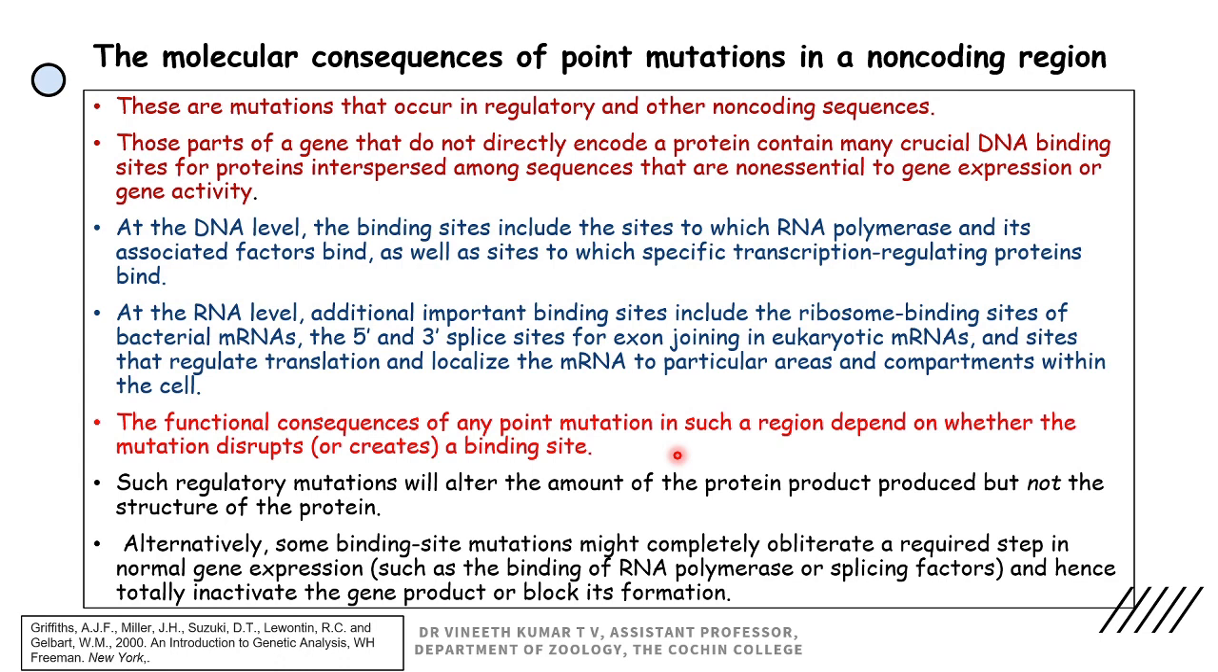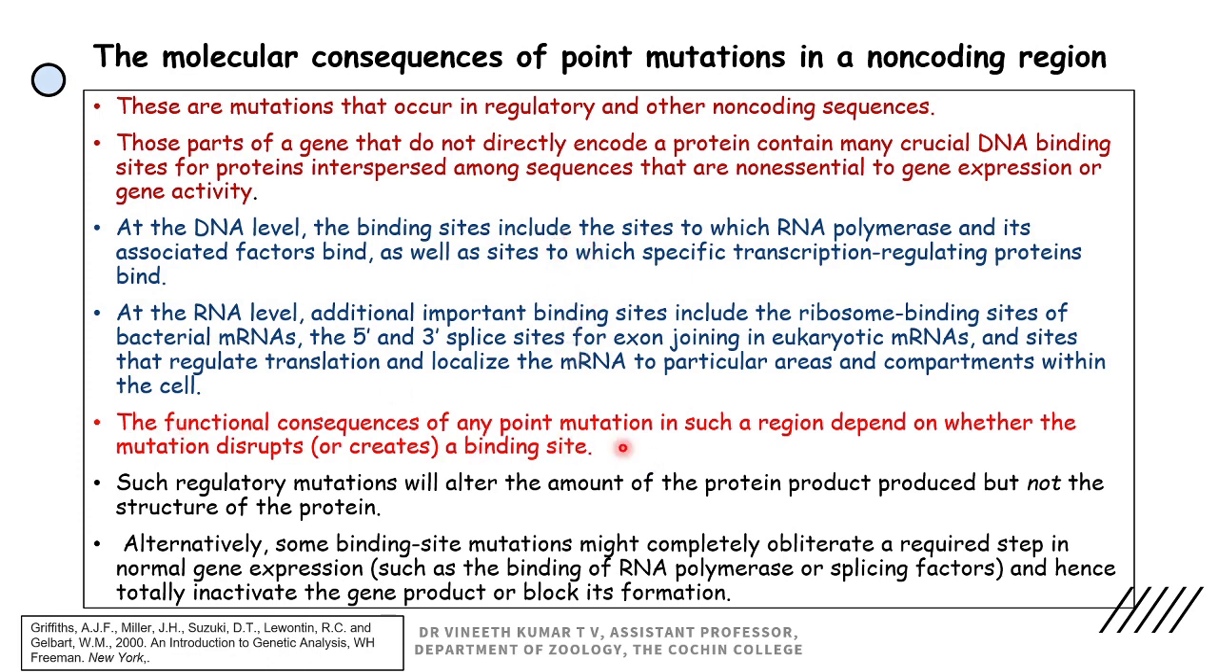They are not directly involved in coding the protein and may contain crucial DNA binding sites for proteins, which are interspread among the sequence, etc. At the DNA level, the binding sites include the sites for RNA polymerase and associated factors. And at the RNA level, the non-coding regions are important for ribosome binding, then splicing of the RNA, etc. These are not directly involved in the protein sequences or the mRNA sequence, but they regulate the processes, either transcription or translation.